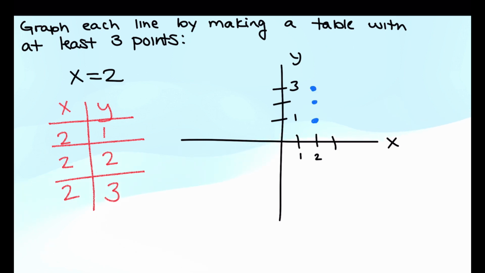So the first point was 2, 1. And then we've got x equals 2, y equals 2, x equals 2, y equals 3. And so because those x values are always equal to 2, when we plot these points, they lie in a straight line, as they should. And this time we have what's called a vertical line. The line goes straight up and down. And in fact, anytime you have an equation that's just x equals a number, you will always end up with a vertical line.